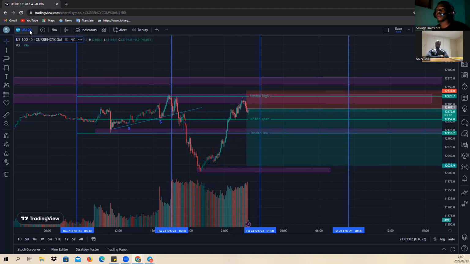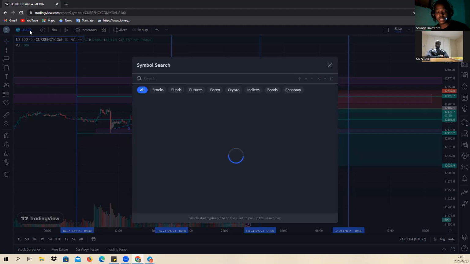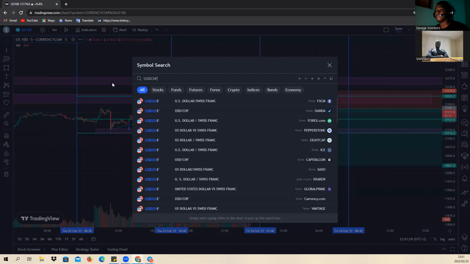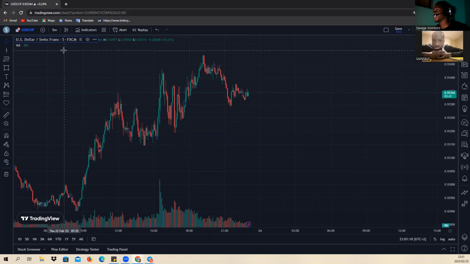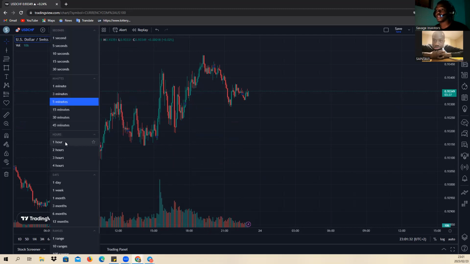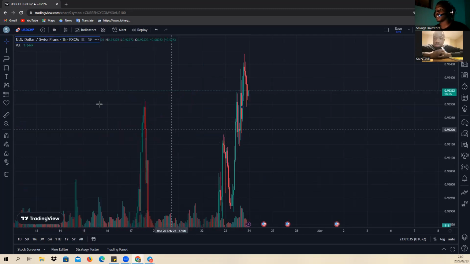So also another one which is nice, if you've seen the signals that we send, is USD CHF, which is USD versus the Swiss franc. It is one of the smoothest ones you'll find as well, because it respects levels a lot.